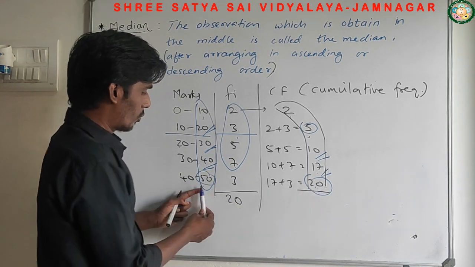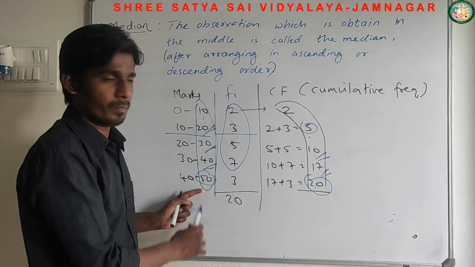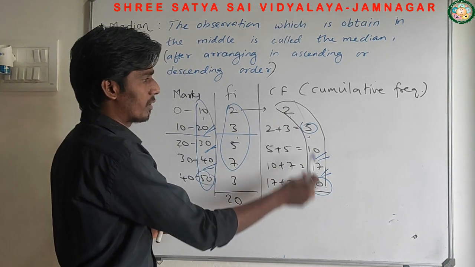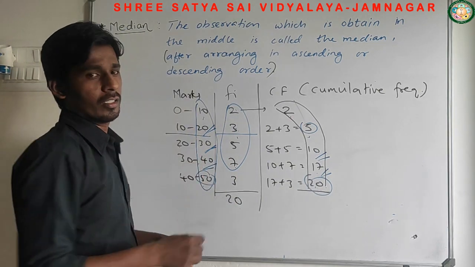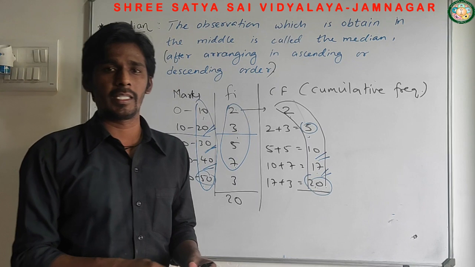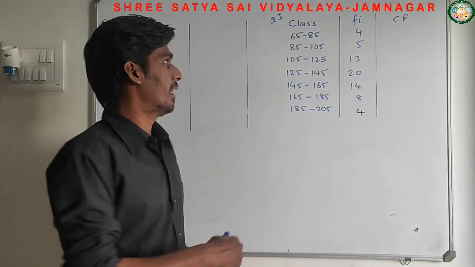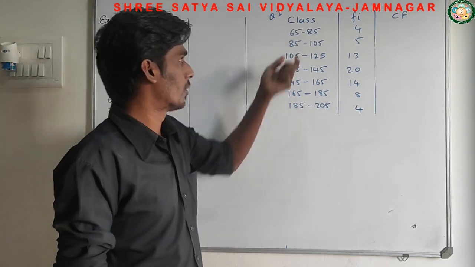So this 20 belongs to what? Number of students scored below 50 or equal to 50 marks. So these values are what? 2, 5, 10, 17, 20 are the CF for this group data. So this is what we are going to use in group data sums. Let's solve 2 examples for group data. How to find median for group data.